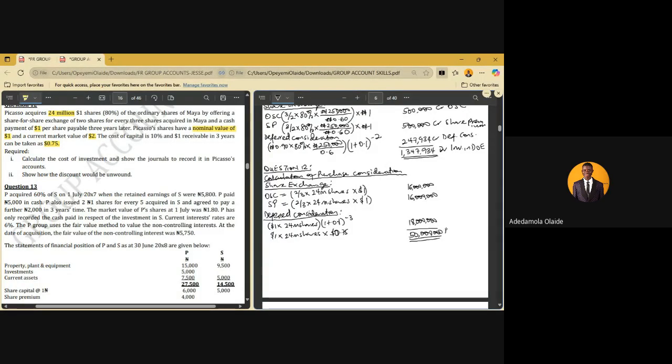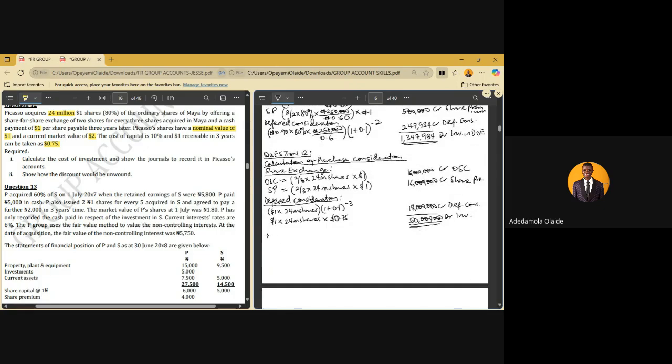So the double entry will be to debit investment, credit deferred consideration, credit share premium, and credit ordinary share capital. They now said we should show how the discount will be unwound. The discount unwound will be what?